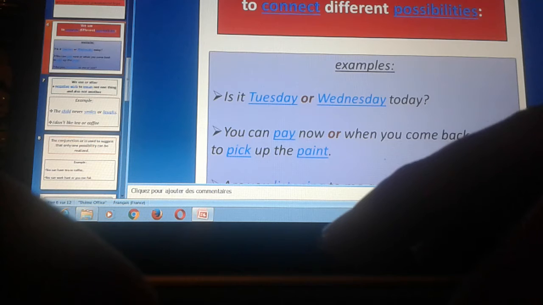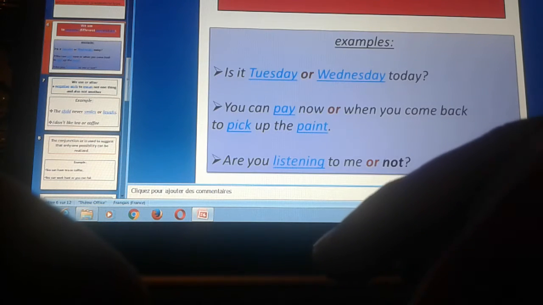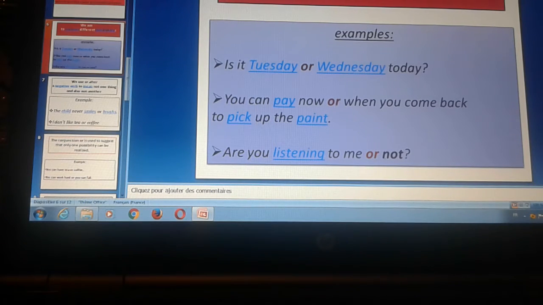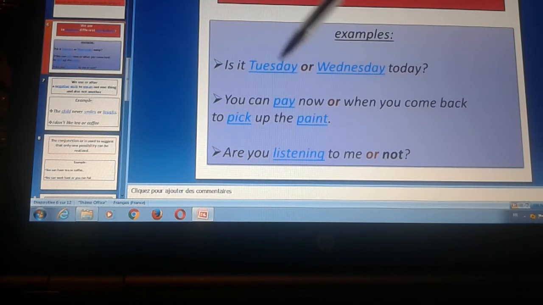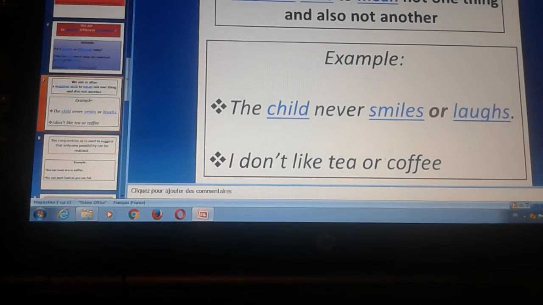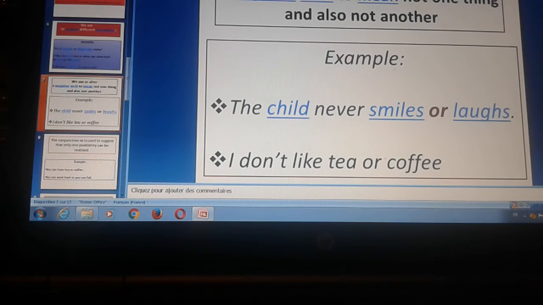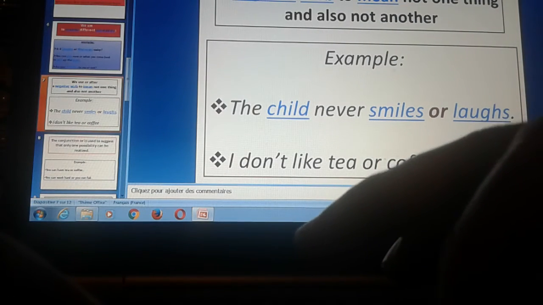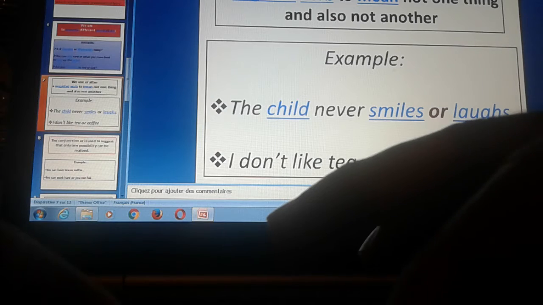Now let's move to see another example. Yes, this is the last one. Are you listening to me or not? Now here also there are different possibilities, either we are listening or not. Now let's move to see when we use this conjunction or in another way.